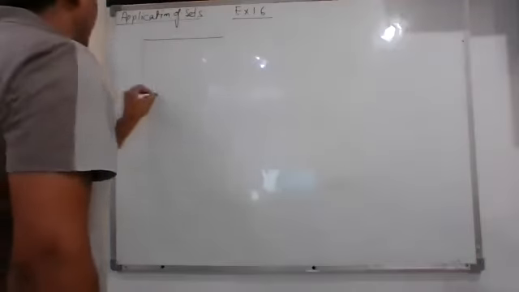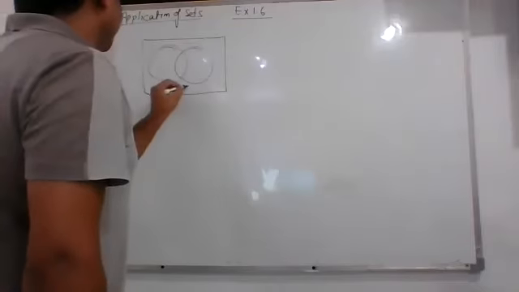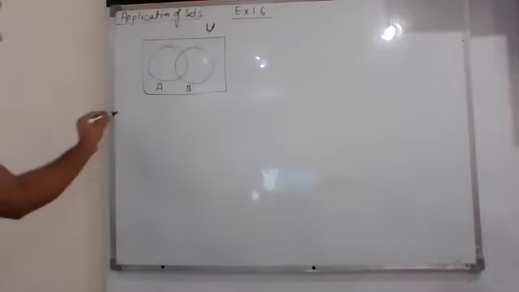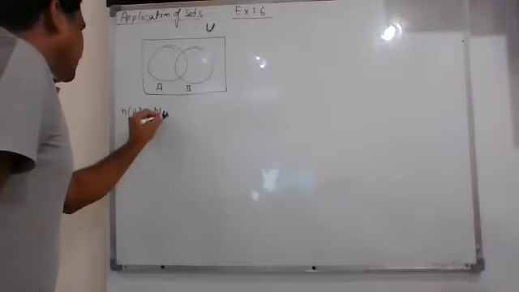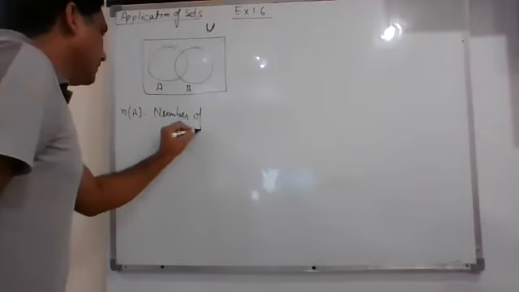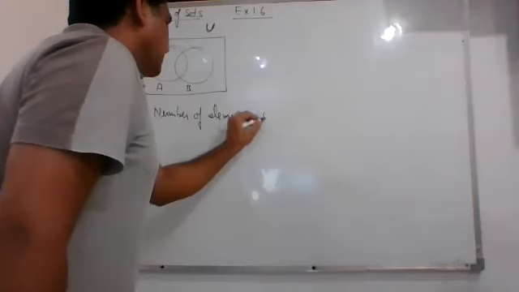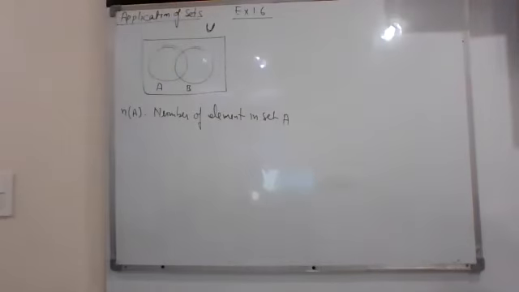Okay, so here we go. Application of sets. This is exercise 1.6. As you had done with the Venn diagram, suppose this is your A, this is your B, and this is the universal set. Now, n(A) is a notation for the number of elements in set A.